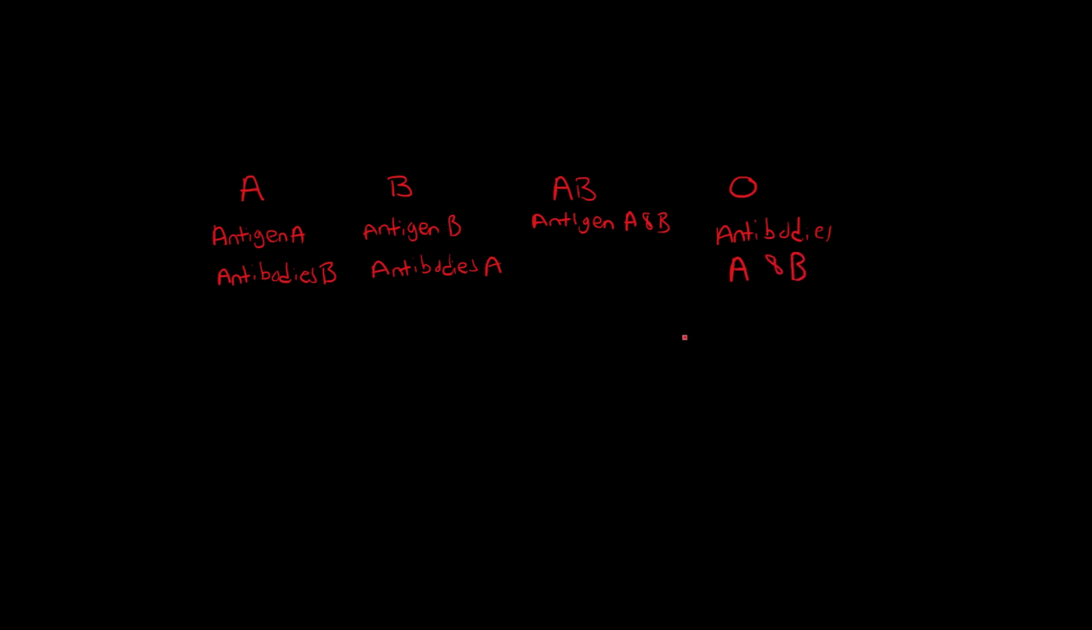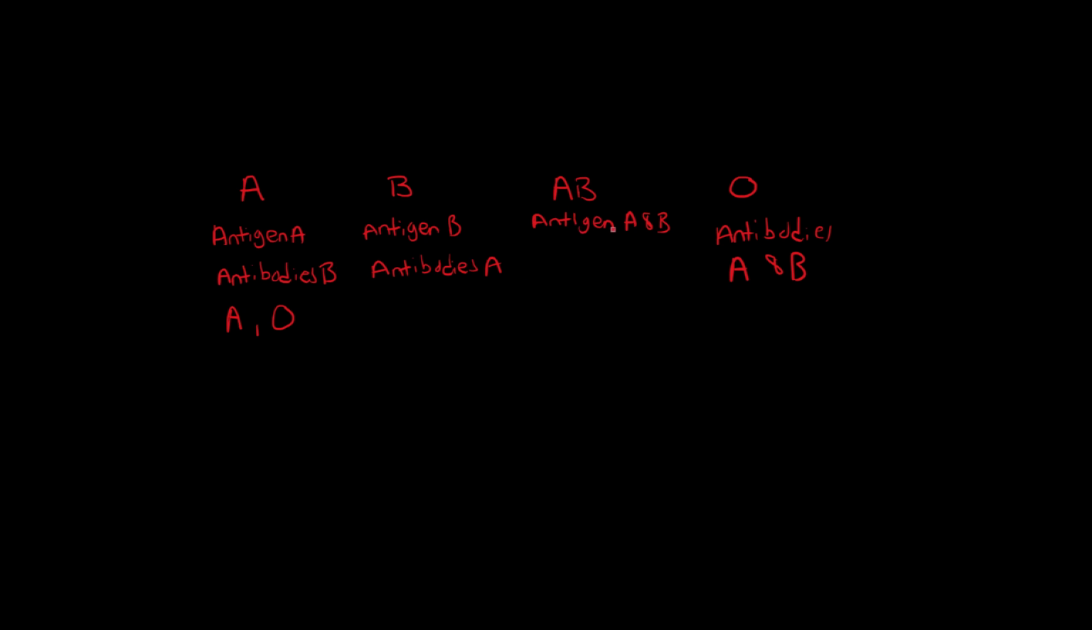So now that we were able to identify the blood types, let's look at the compatibility of the blood types. All you really need to know is to focus on the antibodies, because the antibodies are what help determine if they're compatible with each other. So look, blood type A has antibodies against B, so it'll attack if you give it blood type B. That means you can give blood type A and you can give blood type O.